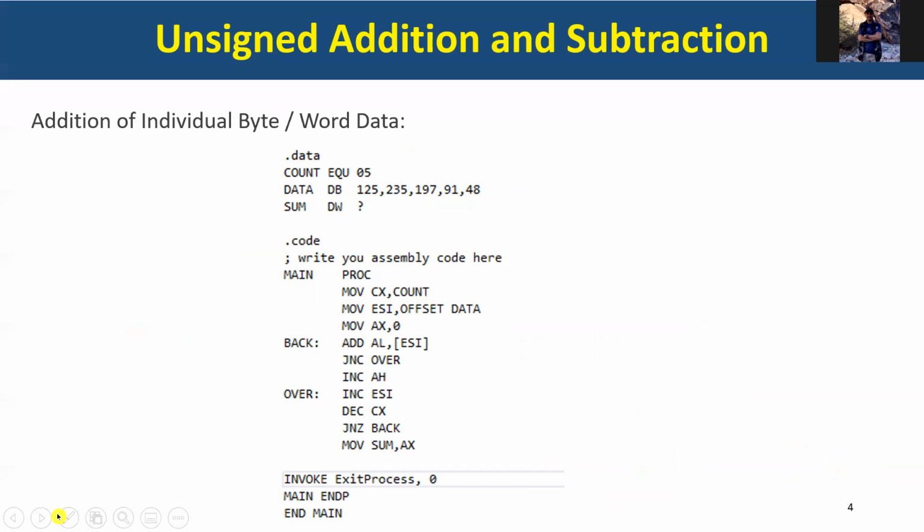Let's see an example of addition of individual byte or word data. So you have here an array, with 5 locations. These numbers are less than 255. Remember, 255 is 8 bits. 255 in specific is 8 ones like this, and 8 ones in decimal is 255. All these numbers are less than 255, so all these numbers can be represented by just 1 byte.